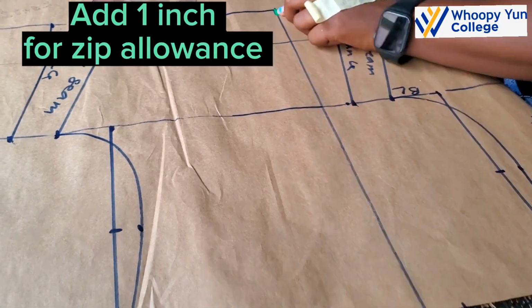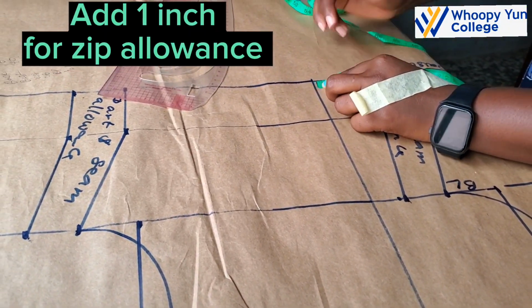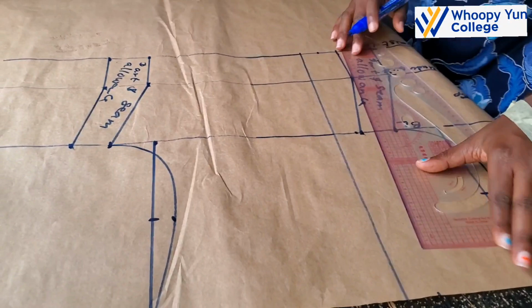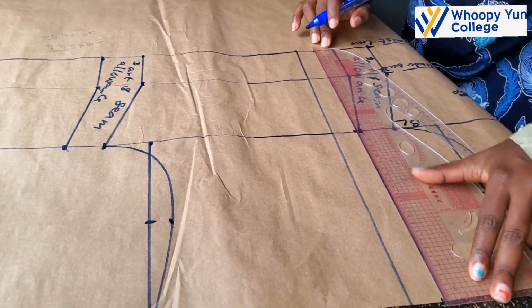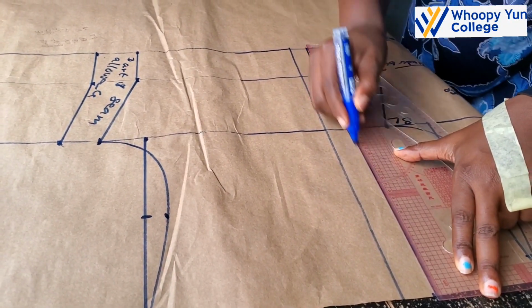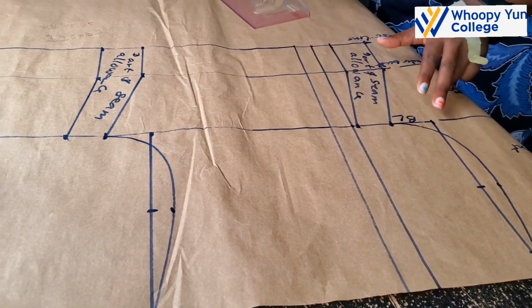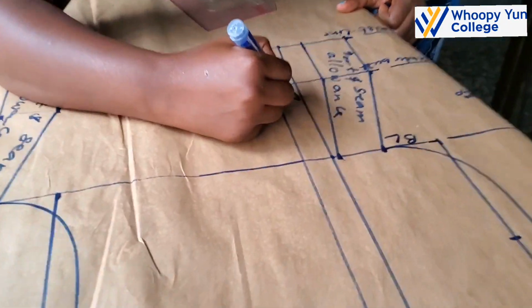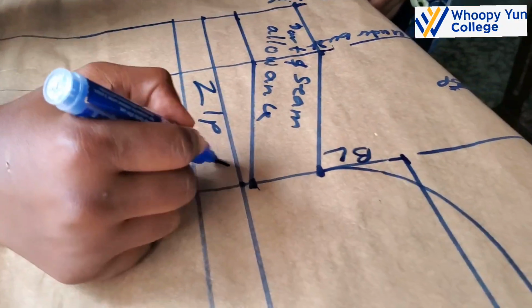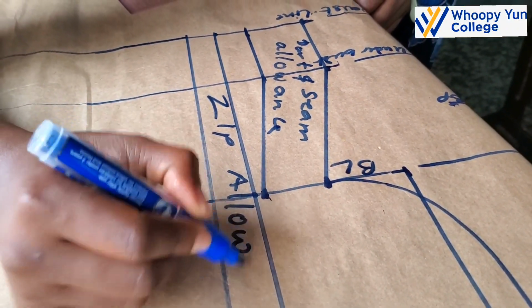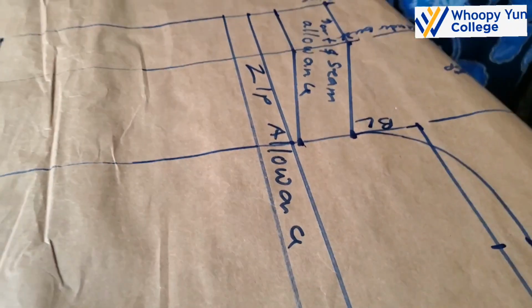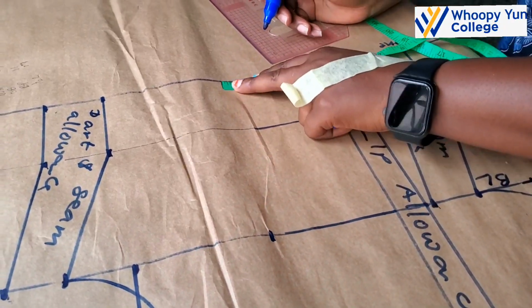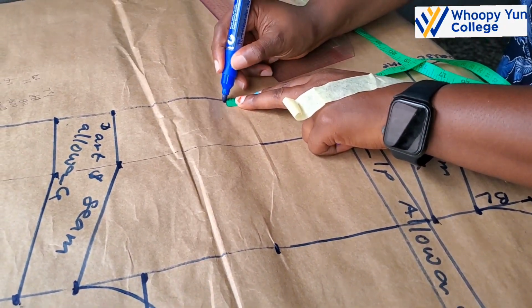So now I'm measuring 1 inch at the center back. I'm adding 1 inch to the measurement at the center back. That 1 inch I'm adding to it is zip allowance. The back usually has a zip. If you are not putting a zip at the back, please don't add this to it. But for the purpose of this class, I'm adding zip allowance, so that you'll be able to add your zip to it at the back.